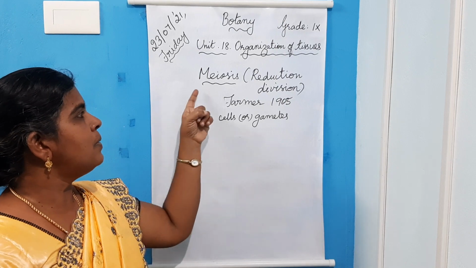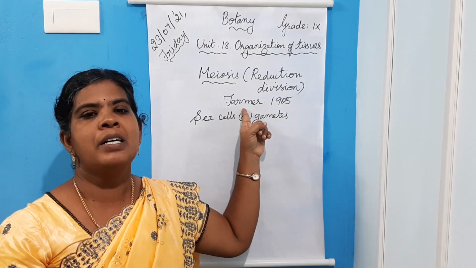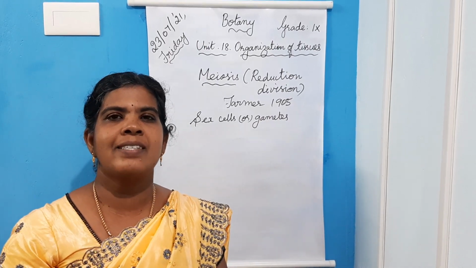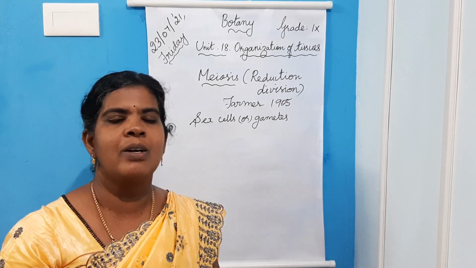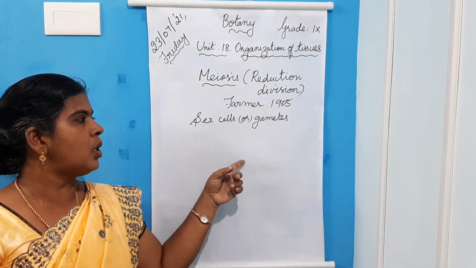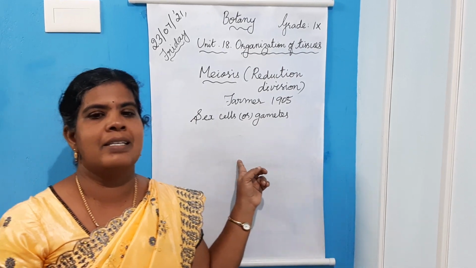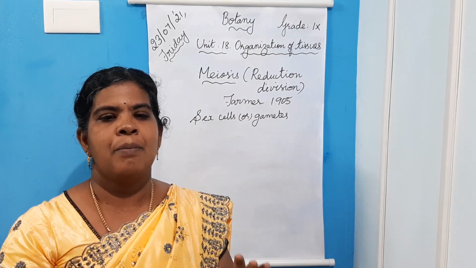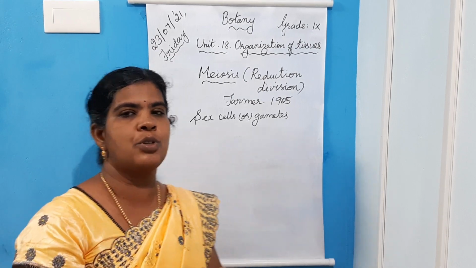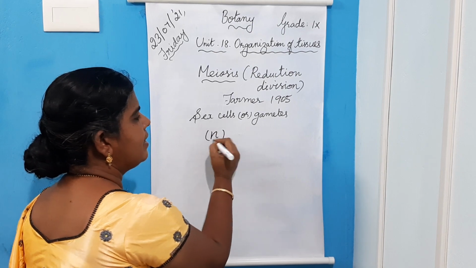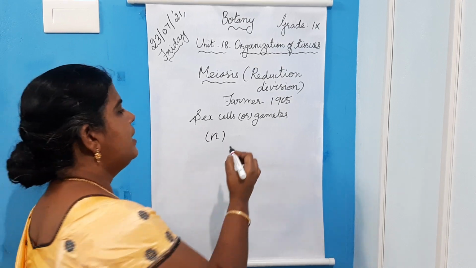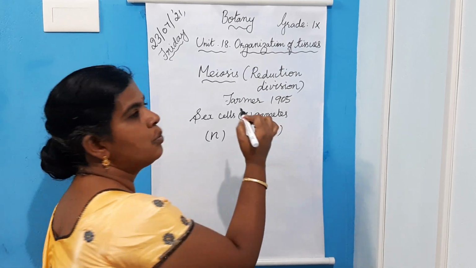Okay, Mom? Now, this meiosis, the term was coined by Farmer in 1905. This type of cell division produces sex cells or gametes. It's also called reduction division. You know why. The chromosome number in the daughter cell is just half of the parent cell. The chromosome number is reduced to haploid. Haploid means n, isn't it? So the chromosome number is reduced from diploid, designated as 2n, to haploid.